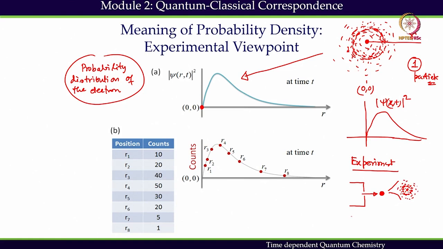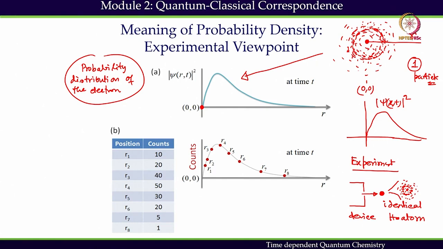So, I have a device which can produce identical hydrogen atoms. Why identical? Each experiment should encounter the same kind of hydrogen atom, because I am going to perform an experiment on each atom. We will assume that there is a technique in the experiment by which I can very precisely find out the position of the electron with respect to the nucleus.